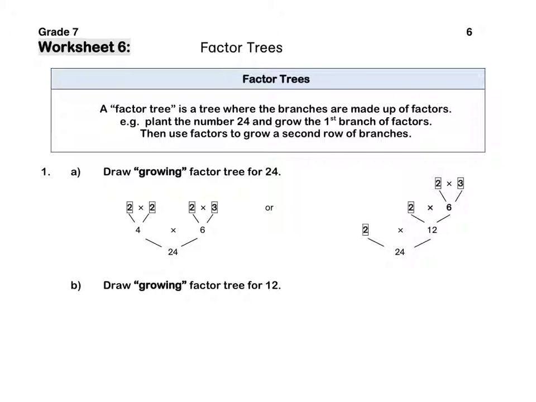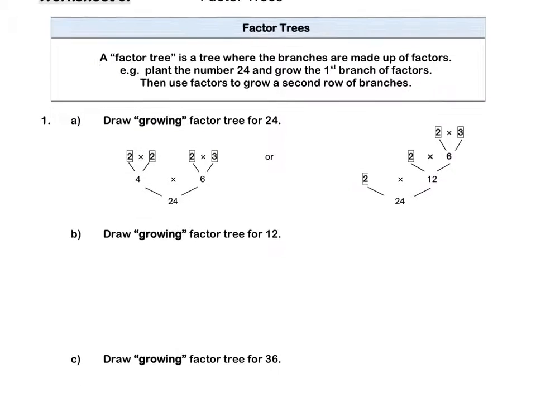24 we can also write as 2 times 12, 12 we can write as 2 times 6, and 6 we can write as 2 times 3. And now we have 24 as a product of its prime factors. Let's do 12 together.